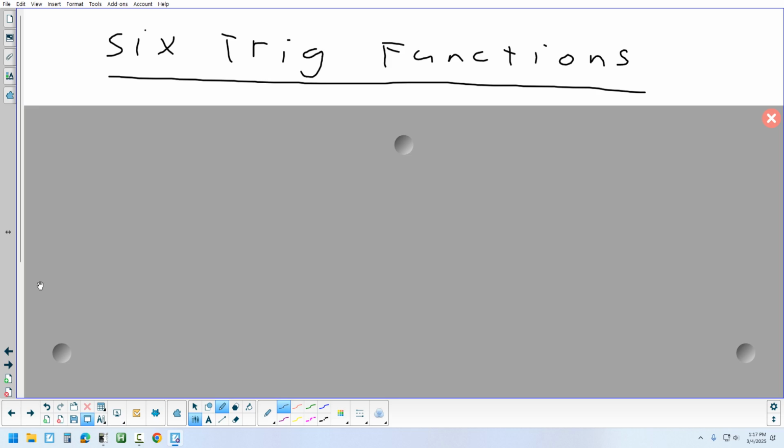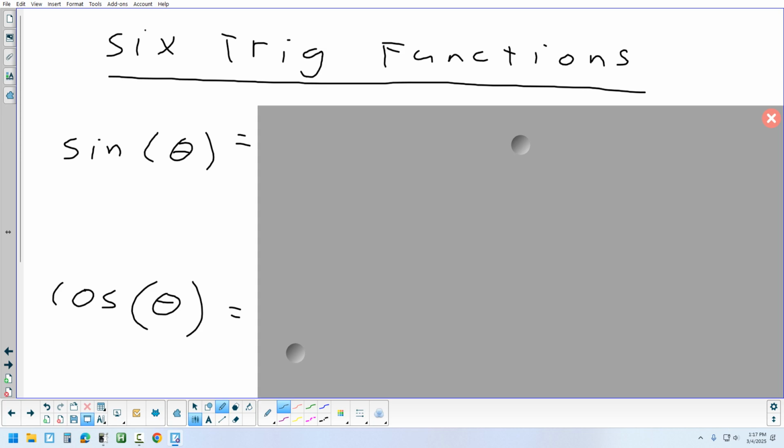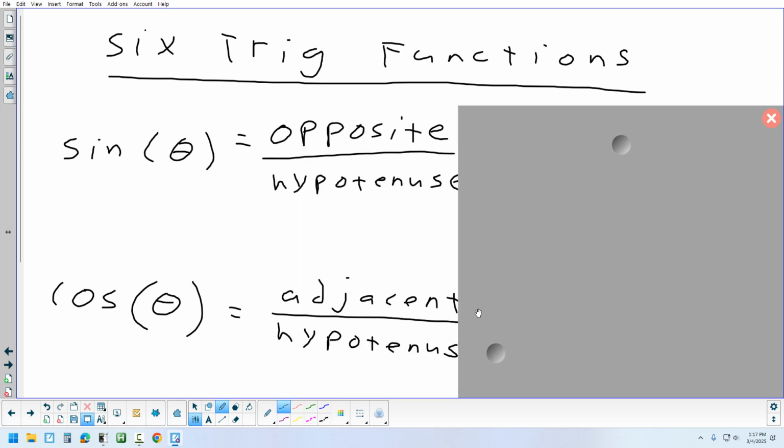All right, so let's look at the 6 trig functions. We have sine, cosine, tangent, and what are the other 3? Cosecant, cotangent, and secant. Yep, good job. And what we're going to do now is define the 6 trig functions as a length of one side in a triangle divided by the length of another side.